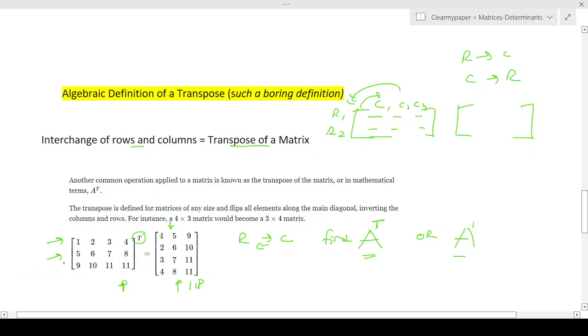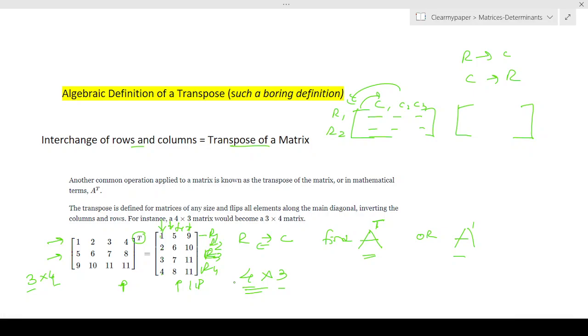Let's take this example. There are 4 rows here: row 1, row 2, row 3 and row 4. So it's 4 by 3, because it has 3 columns: 1, 2 and 3. If you apply the transpose, where you simply make the rows into columns and vice versa, you get this matrix, which is the transpose. If you see the order of this matrix, it has become 3 by 4, the exact opposite. The number of rows and columns are interchanged. That's the algebraic definition of the transpose of a matrix.